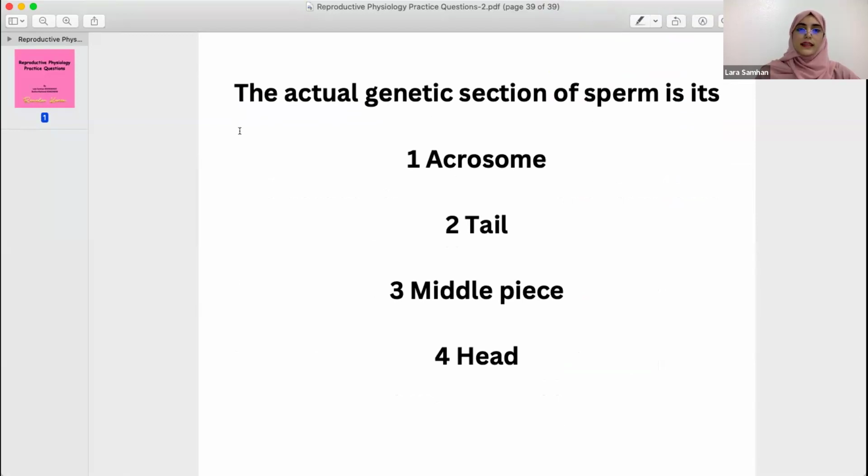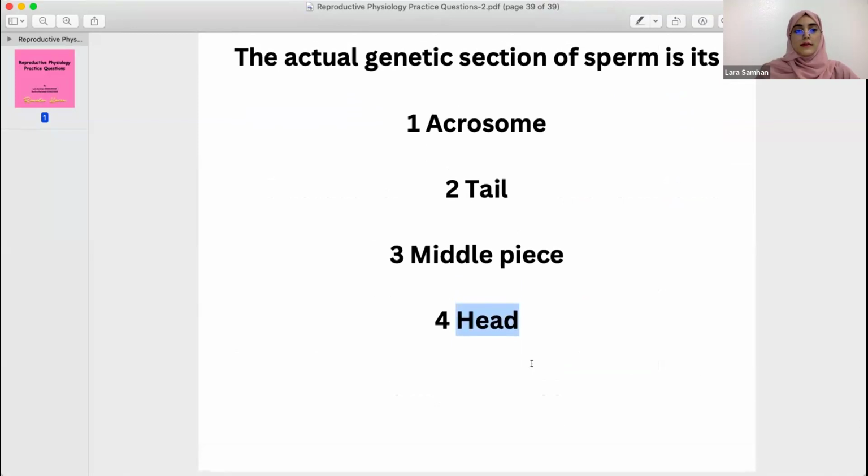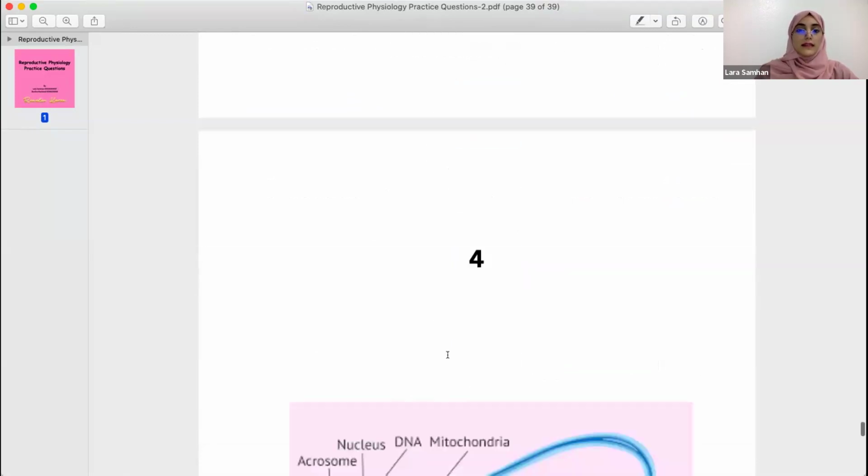So the question says, excellent. The question is about the actual genetic section of the sperm. As we said, once the sperm succeeds in fertilizing the egg, or the oocyte, the only thing that enters is the genetic material. The whole sperm doesn't really enter. So the head of the sperm is the one responsible for the genetic material. Why is it the head? Because it actually has the nucleus.